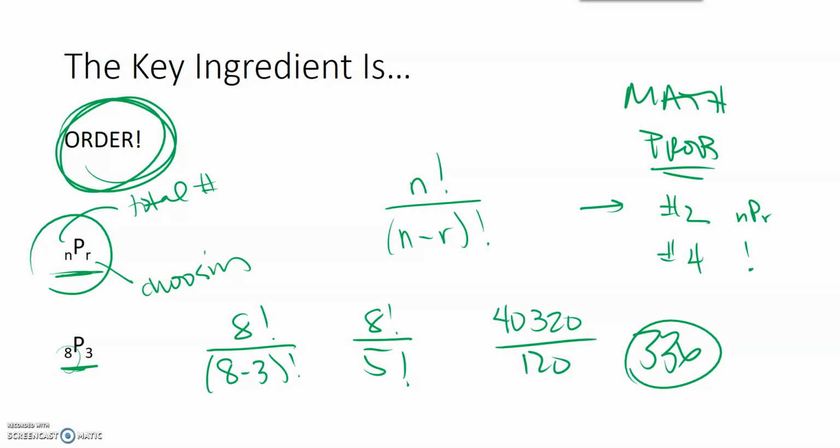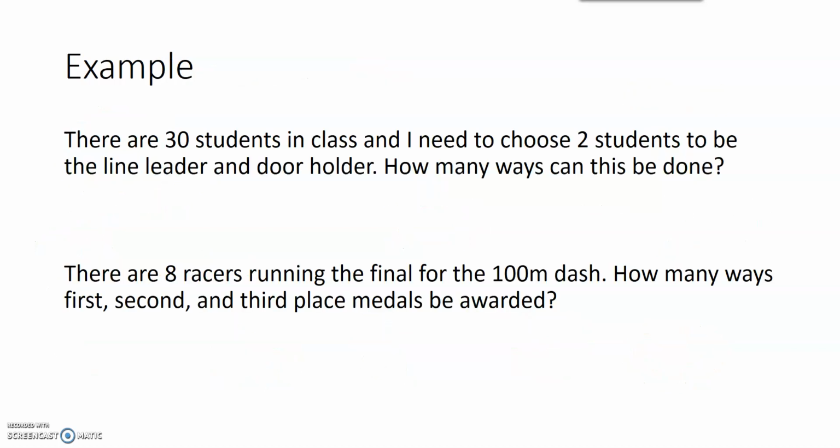Those problems shouldn't be too difficult. Okay, a couple examples here. On these, you have to set up the permutation yourself, and then use the stuff in the calculator. So there are 30 students in class, and I need to choose 2 to be line leader and door holder. How many ways can this be done?